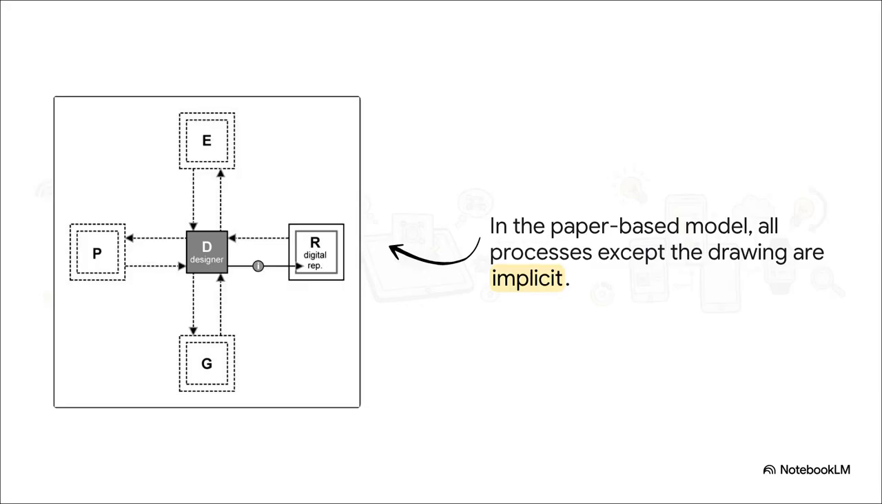So this is our starting point, the good old-fashioned, paper-based way of doing things. The designer is looking at the representation, the drawing on the paper. But everything else, the generation of ideas, the evaluation of them, thinking about performance, that's all happening inside their brain. The designer is the CPU here. See all those dotted lines? It's all implicit, all cognitive.